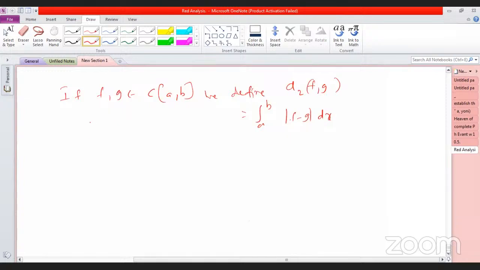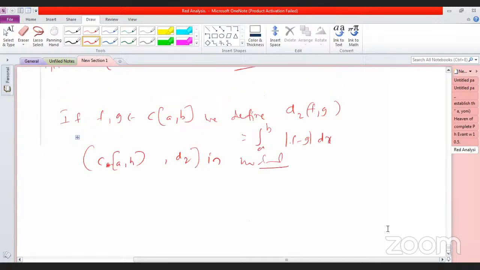So therefore, then C[a,b], d2 is a metric space. Is a metric space. This is one condition. You have to write this one.